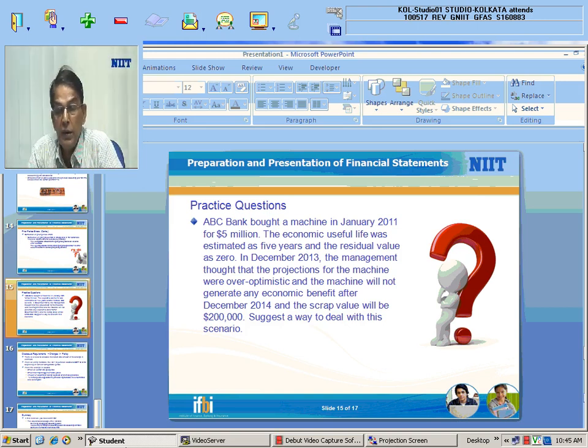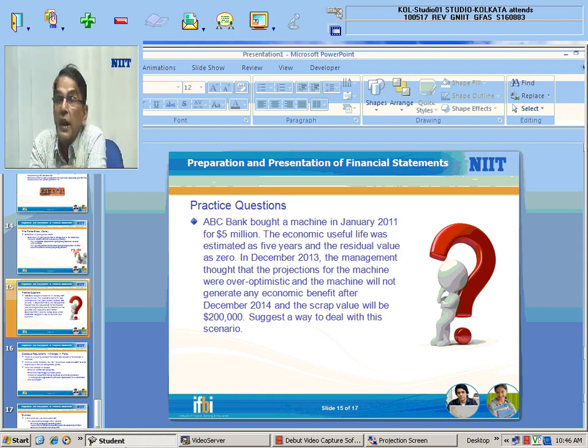In December 2013, that means at the end of the third year, the management thought that the projections for the machine were over-optimistic and the machine will not generate any economic benefit after December 2014. That means the useful life of the machine is only 4 years instead of 5 years. The estimate regarding useful life now gets changed to 4 years, and there is a residual value of 200,000; earlier there was none. So at the end of 4 years, the machine will have a scrap value of 200,000. Suggest a way to deal with the scenario.